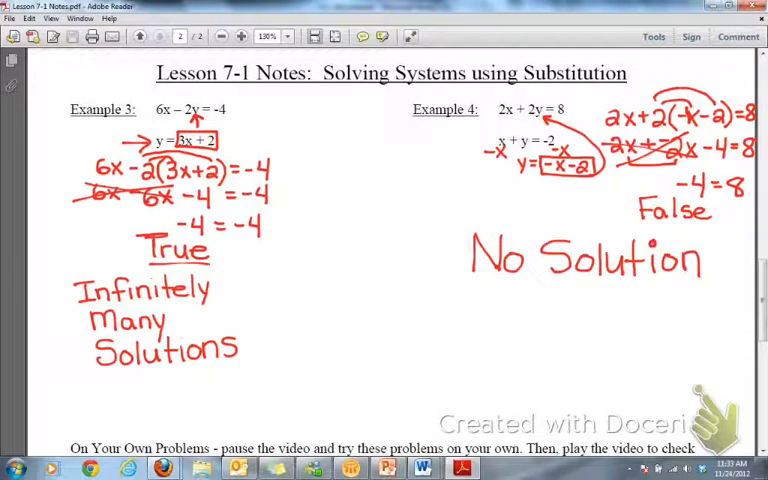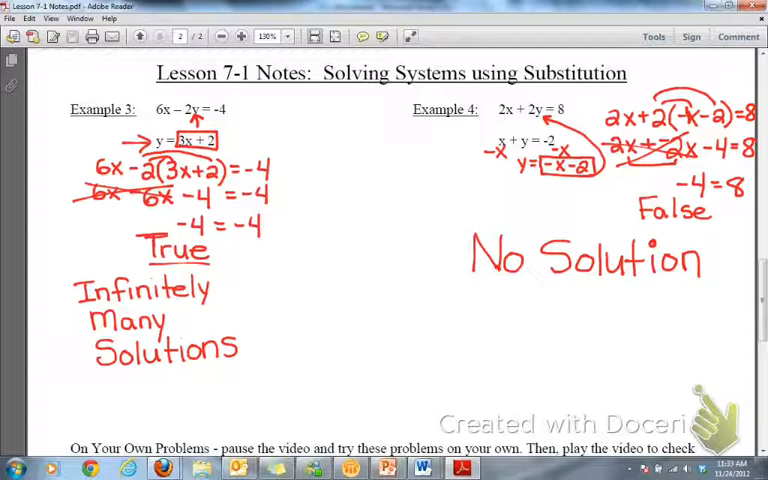Okay? So again, just like with graphing, every now and then, infinitely many solutions and no solution could come up as your answer. It doesn't happen a lot, so if you're getting it to happen like 2 or 3 times, you should probably check your work. But every now and then it happens.